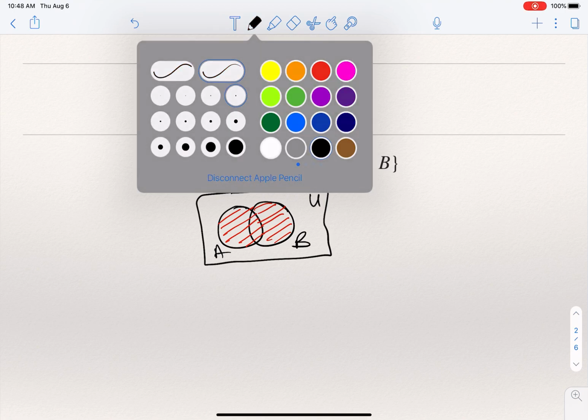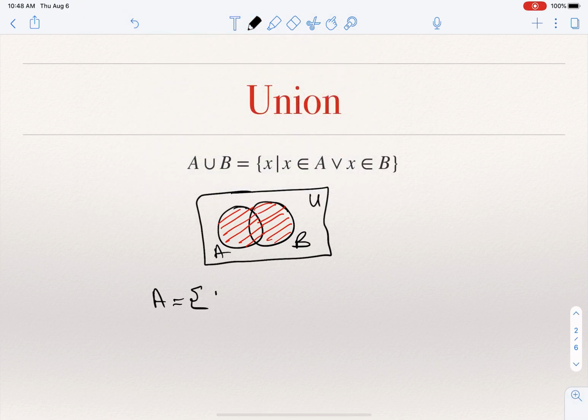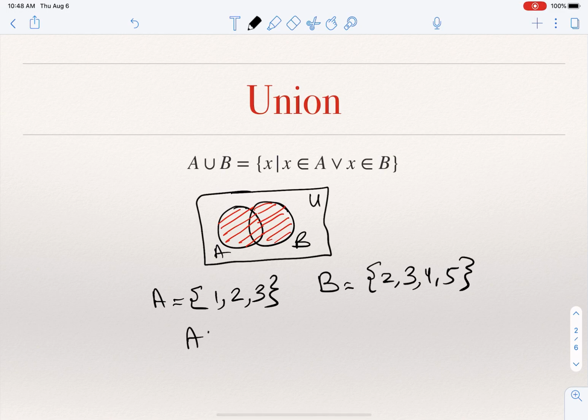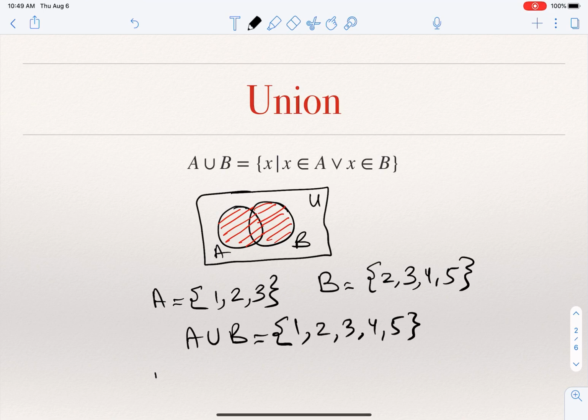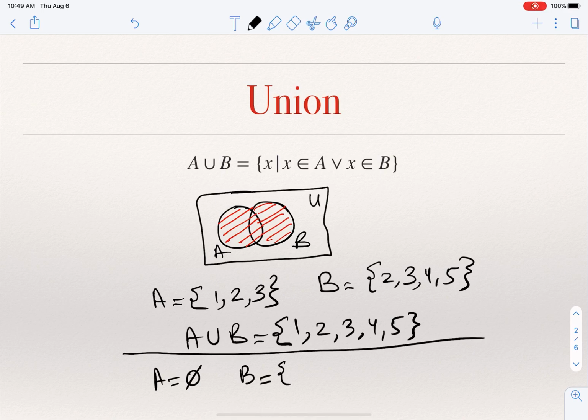So if we want to show examples, if A is {1, 2, 3}, and B is {2, 3, 4, 5}, then the union of A and B is the set of all elements that appear in either A or B: {1, 2, 3, 4, 5}. If A is the empty set and B equals {a, b, c}, then A union B is the set of all elements that are either in A or B, that is {a, b, c}. This is the union of two sets.